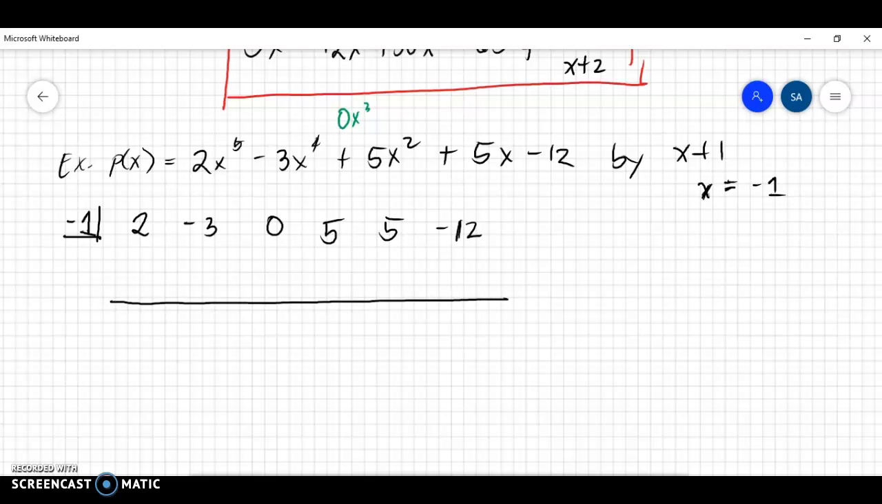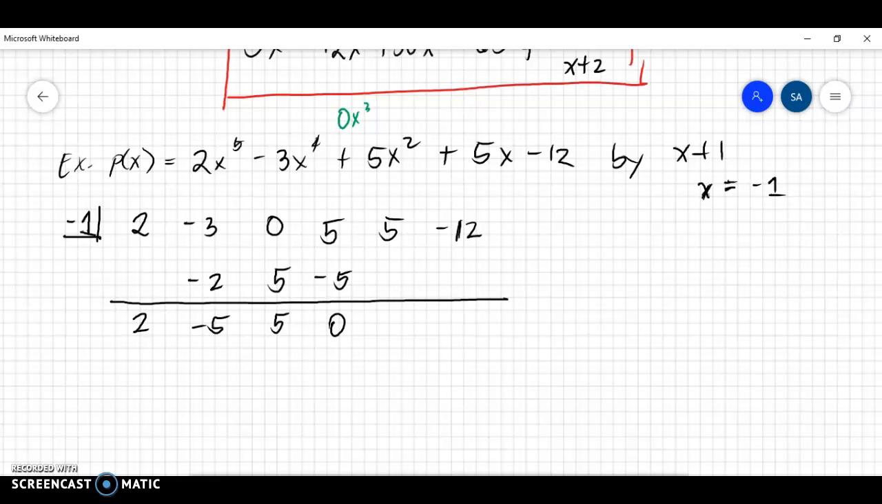So, you have to follow the synthetic division process. So, we have to bring down 2. 2 times negative 1, that's negative 2. We have negative 5. Negative 5 times negative 1, that is positive 5. 0 plus 5, that is 5. 5 times negative 1, that is negative 5. 5 plus negative 5, that is 0.